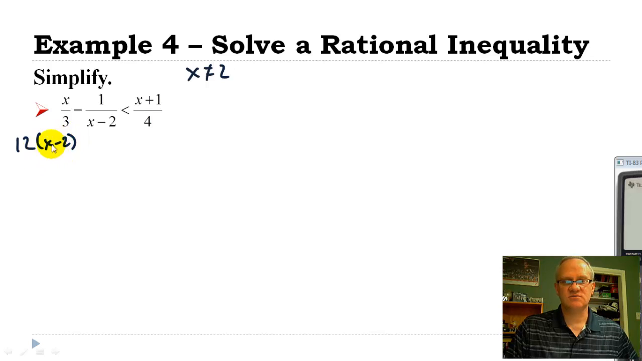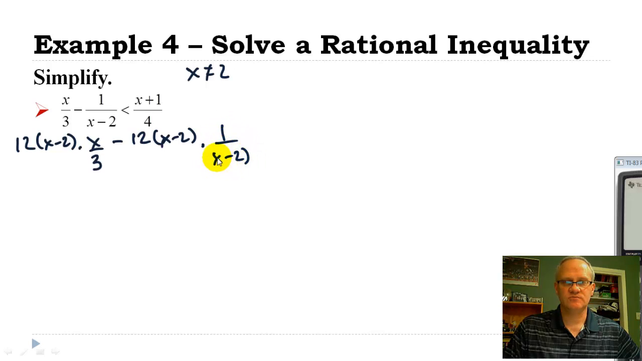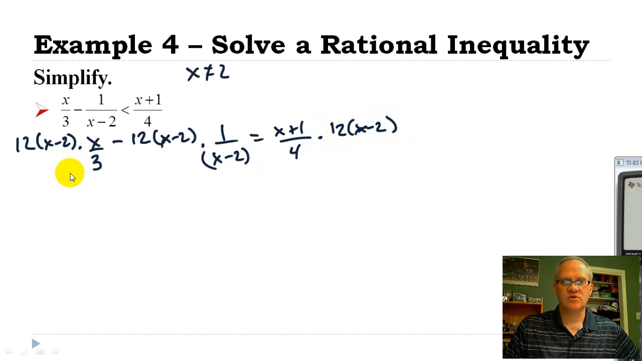x minus 2 is the total common denominator there. So we're going to take that times x over 3, and then minus, again, the 12 times x minus 2 times 1 over x minus 2, and then equals the x plus 1 over 4 times 12 times x minus 2. And we'll cross out everything we can. So this 3 will cross out, and then cross out the 3 in that and leave me with a 4 there. So actually what we've got here, ooh, this is getting interesting now.